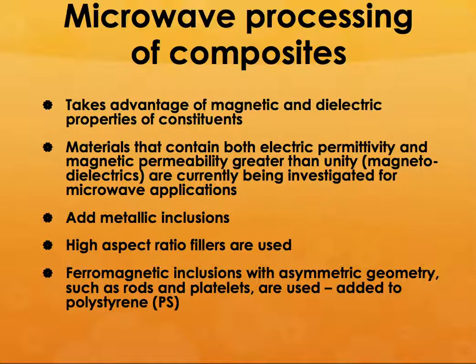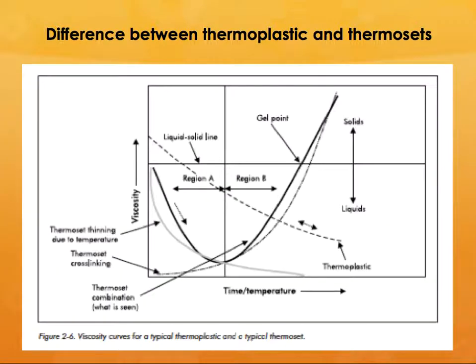So that's what is going to assist in microwave processing of these materials. In order to do that, you have to have metallic inclusions, and these are typically high aspect ratio fillers, or you could have ferromagnetic inclusions such as rods and platelets added to polystyrene type of materials.